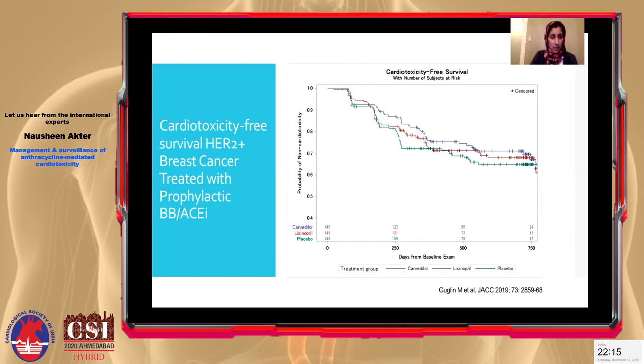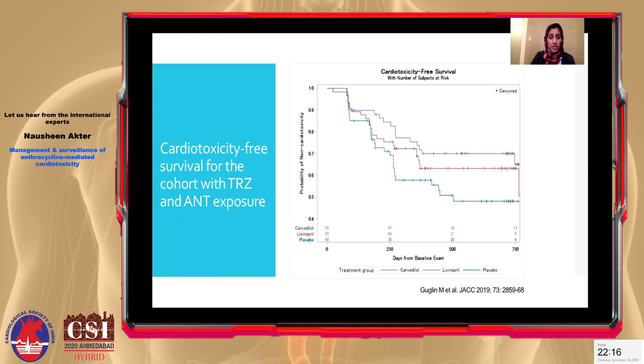This is another study I want to highlight, done by Dr. Guglin and colleagues, published in JACC in 2019, which looked at cardiotoxicity-free survival of HER2-positive breast cancer patients who received treatment with prophylactic beta blockers and ACE inhibitors. If you look at the entire group here, prophylactic therapy did not really have an effect on cardiotoxicity-free survival. However, if you separate out the patients who received anthracycline followed by trastuzumab, those patients benefited from either carvedilol, the blue line, or lisinopril, the red line, over placebo.